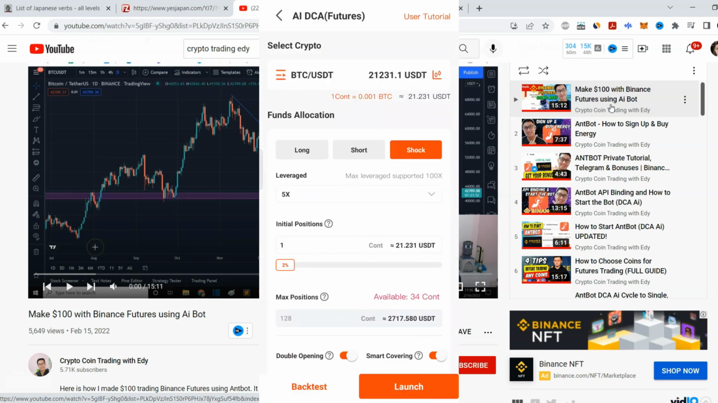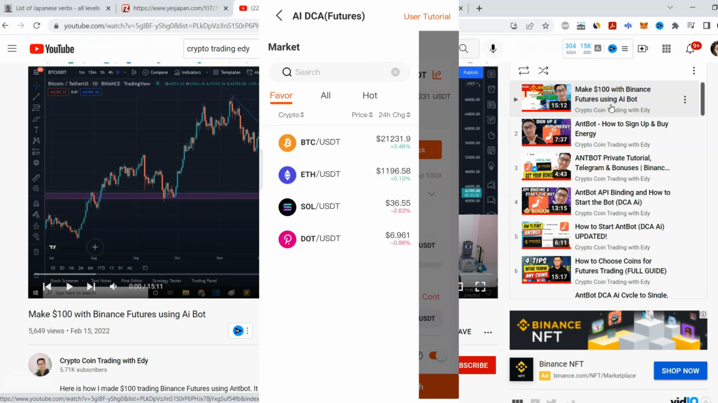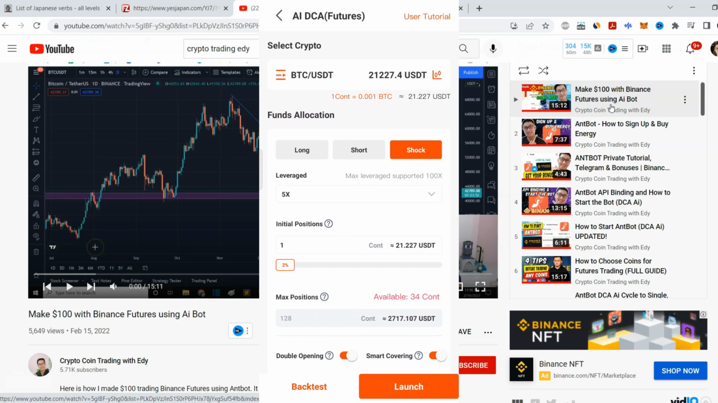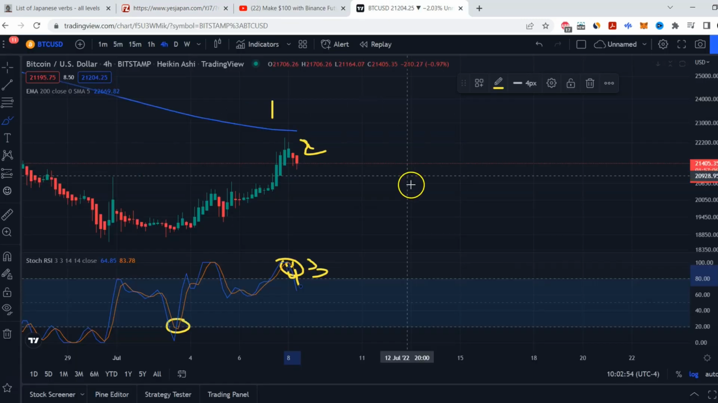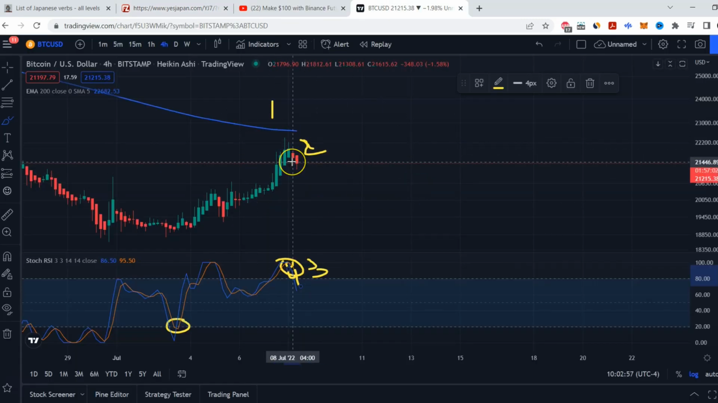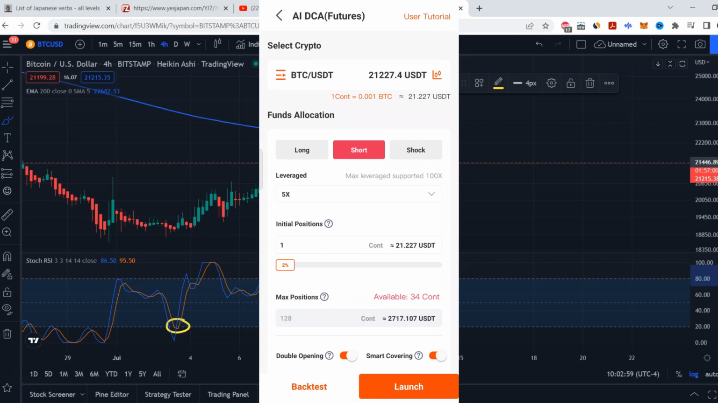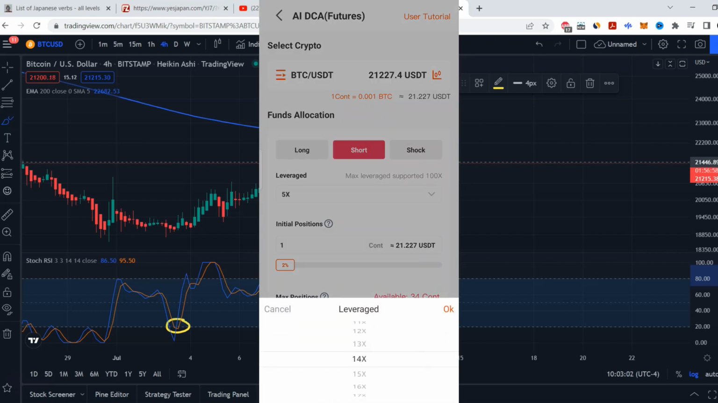So what you want to do is choose the coin first. I'm going to choose BTC USDT. And then you want to choose the direction: long, or short, which is two directions. But in this case, I'm going to choose short because I know the market is in the overbought area, and because of that, it's mostly going down. And then you can choose the leverage. I will choose 20x.